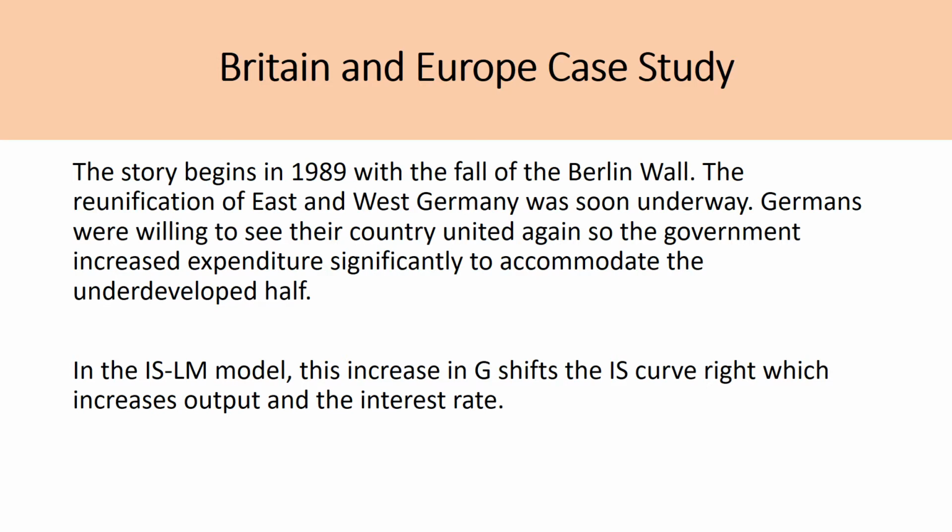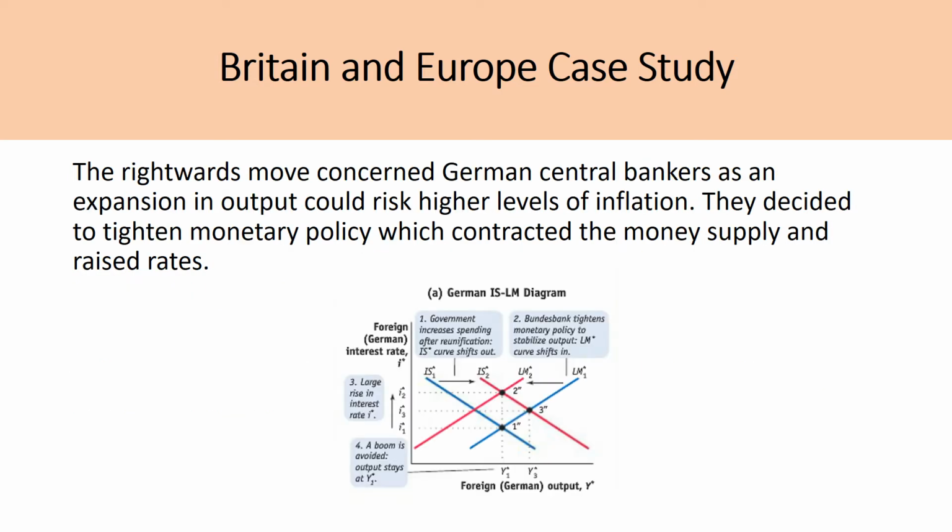Now, in the IS-LM model, this increase in G shifts the IS curve to the right, which increases output and the interest rate. And so we talked about that in previous chapters. So the rightward shift concerned German central bankers. But actually, let's talk about this first. As we talked about in chapter 7, the IS curve shifts to the right as government spending increases.